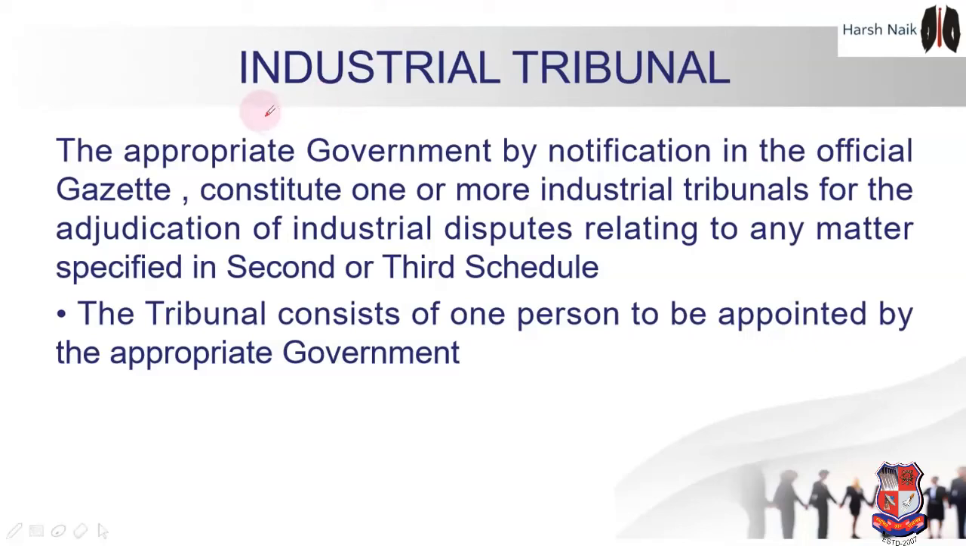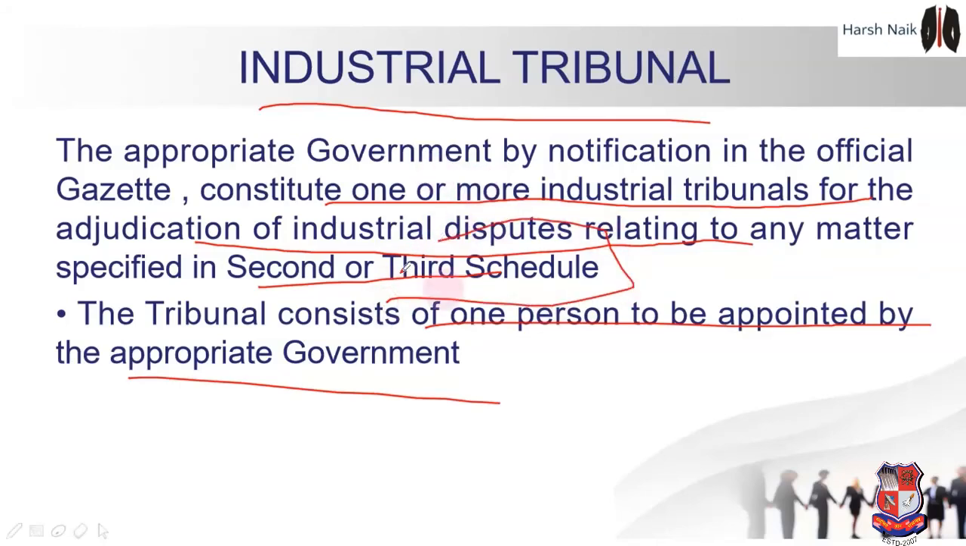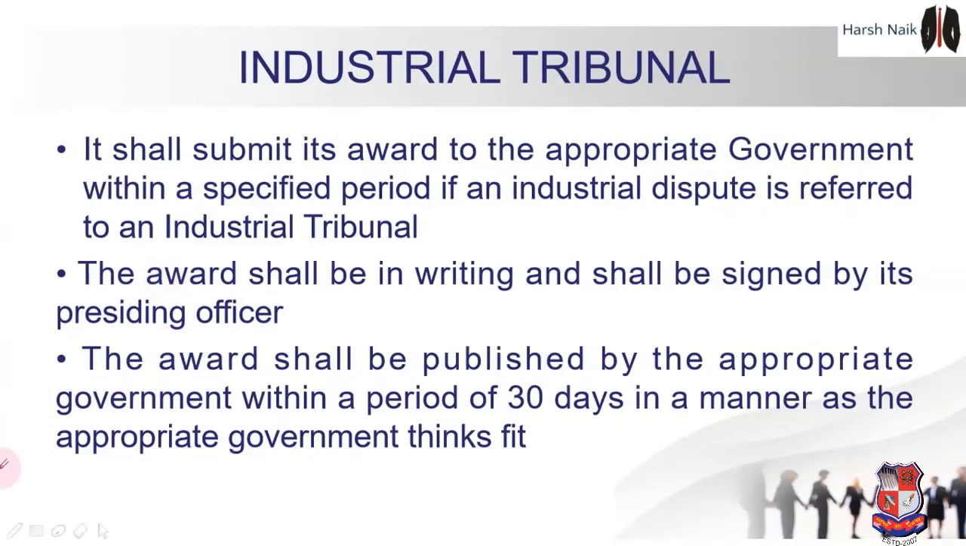Then comes the industrial tribunal. That is, the appropriate government constitutes one or more industrial tribunals for the adjudication of industrial disputes relating to any matter specified in the second or third schedule. So here, starting from the first schedule, they will be going to the upper level, to the second schedule or third schedule. Likewise, the tribunal consists of one person to be appointed by the government. The one person will be at the industrial tribunal level, right? That will come in the third schedule of the industrial dispute case.